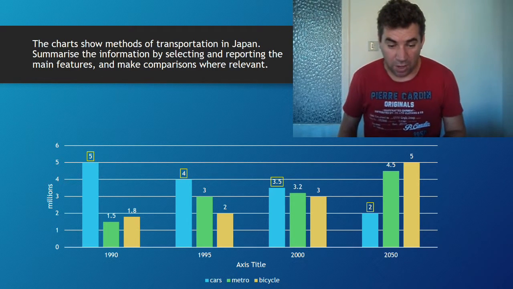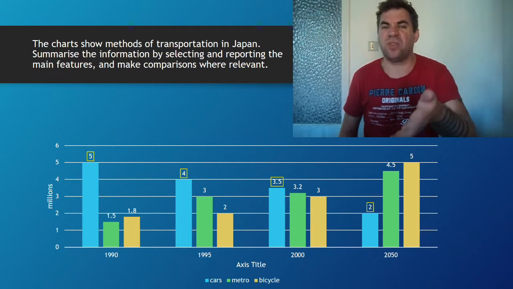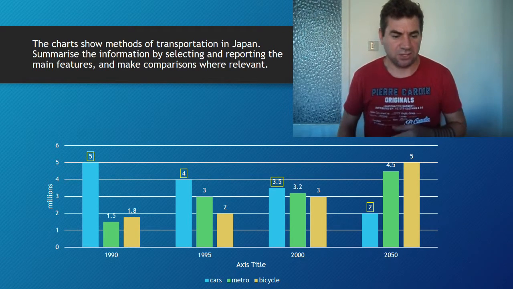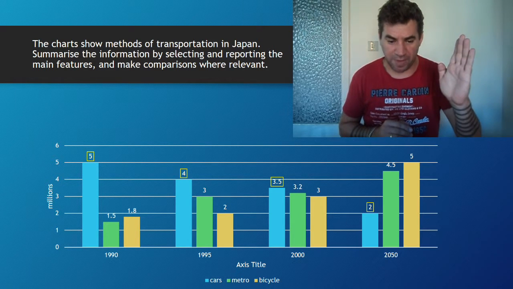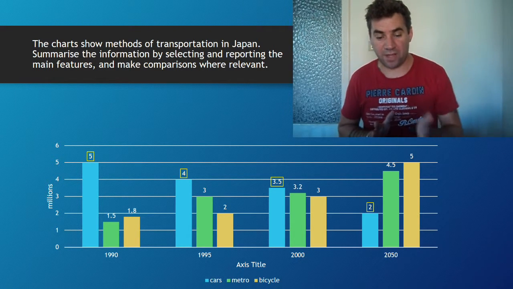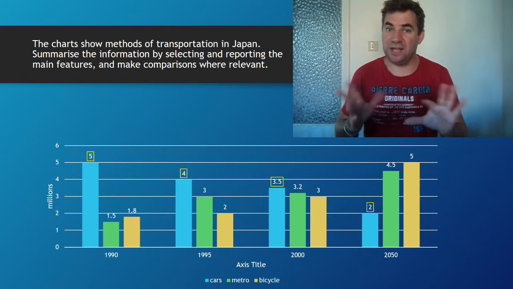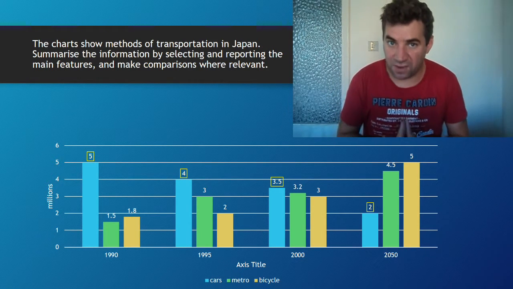On the x-axis down here, it's method of transport. So you can see car, metro, and bicycle. Now we know it's millions of people that are using the car, the metro, and the bicycle in Japan. And having a little look at some of the important figures on this table.